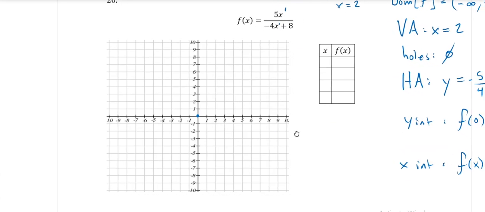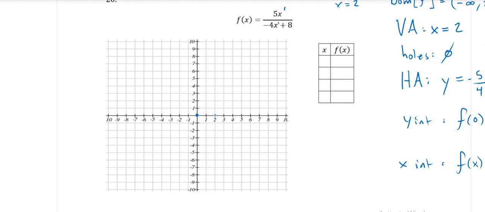So now let's start to sketch this. We know x is 2, we have a vertical asymptote. We know at negative 5 over 4, we're going to have a horizontal asymptote. Let's pick a few more points to evaluate. So plotting these points, we start to get a reasonable picture about what this is going to look like.